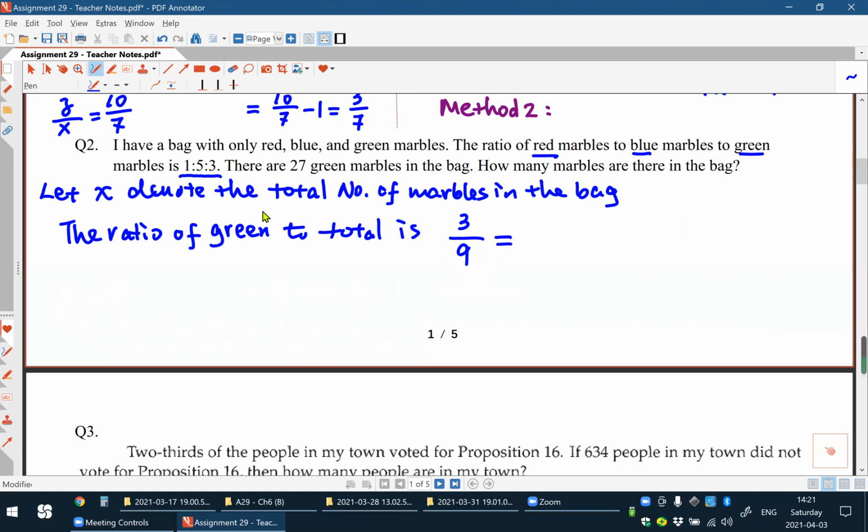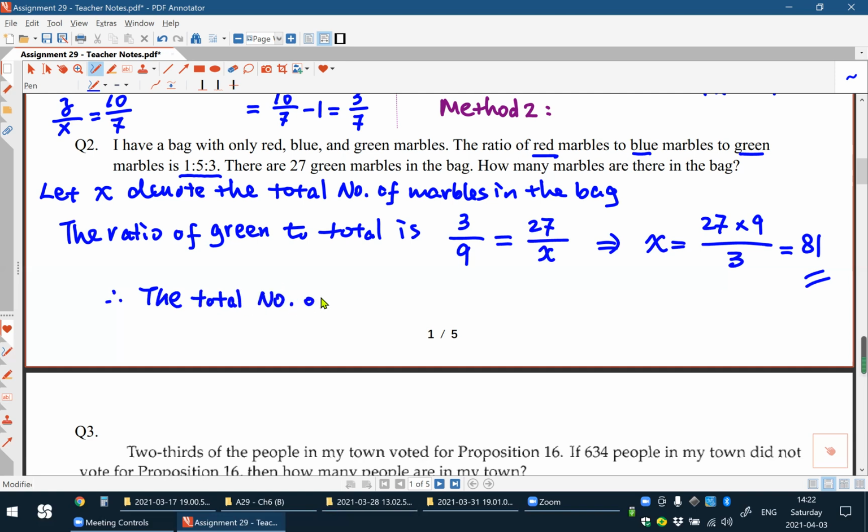And also, if we use the number of green marbles, which is 27, over the total number of marbles in the bag, this ratio should equal 3/9, right? Okay, so this basically tells us X is 27 times 9/3, which is 27 times 3, which is 81, right? Okay, so the total number of marbles in the bag is 81. Okay, let's make the conclusion. The total number of marbles in the bag is 81. Okay, any questions?